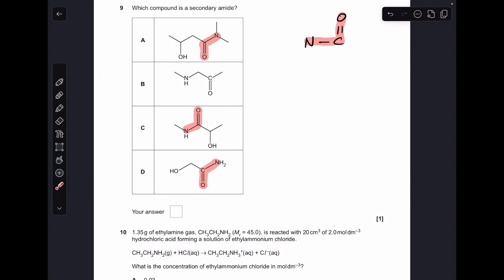Moving on to number 9, so the first thing I'm going to do is spot the amide group. So it's a nitrogen that's directly bonded to a C double bond O. So we've got that going on in A, in C and in D. And then to make it a secondary amide, we need to have 2 carbons bonded directly to the nitrogen. And obviously that only leaves room for 1 hydrogen. So it's option C.